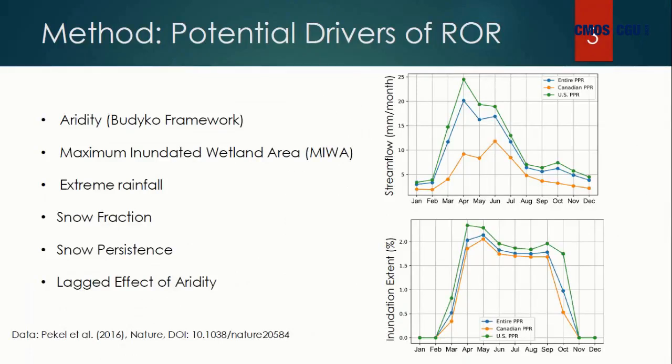As we can see in the right section, most of the hydrological processes, such as inundation and streamflow, occur between March and June in the peri-pothole region, so these months are very important for us.